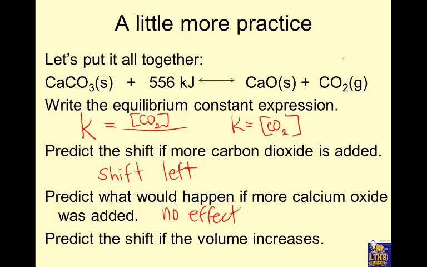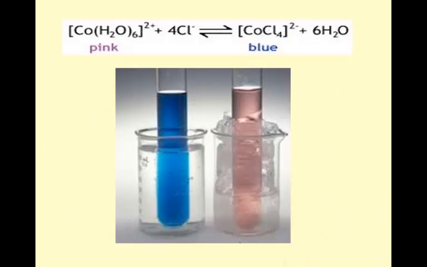If we increase the volume, that means we take the container and we go from little container to big container. So this is going to be a high pressure, and this is going to be a lower pressure. Lower pressure means it's going to favor the side with more gas, so this side gets favored. Lower pressure means shift to products.